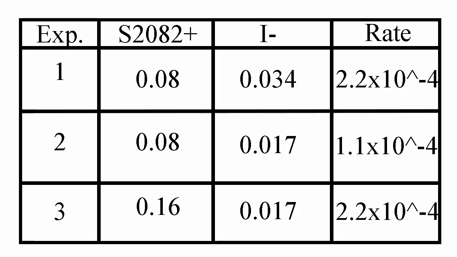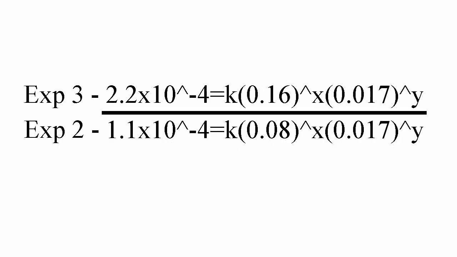Experiment 1, 0.08, 0.34, and the rate is 2.2 times 10 raised to negative 4. Experiment 2, 0.08, 0.017, and 1.1 times 10 raised to negative 4. And experiment 3, 0.16, 0.017, 2.2 times 10 raised to negative 4.